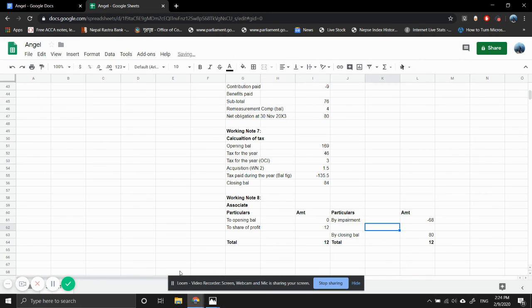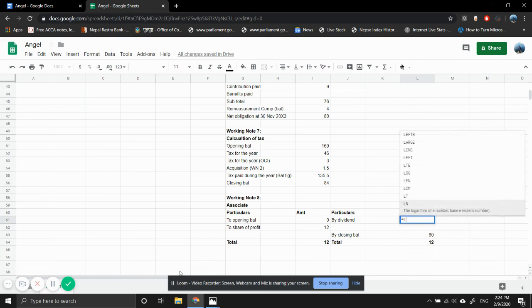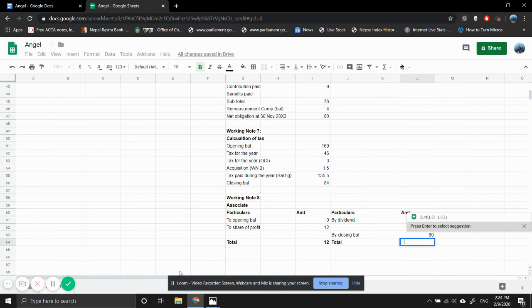And then in case of dividend as well, this will reduce the value, right? So which will basically be 10 into 30%, that is 3. So this will be the sum of all this, and this figure will be this figure.